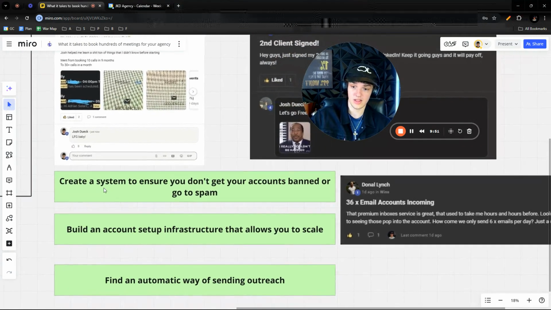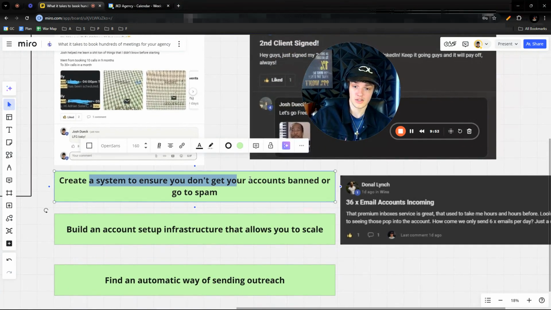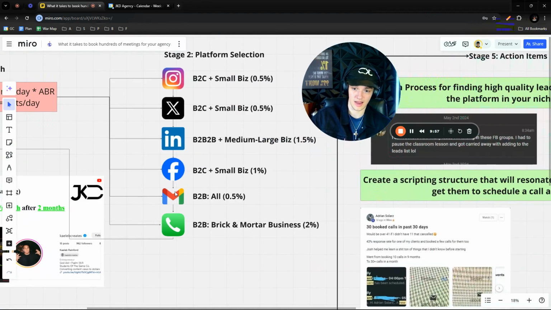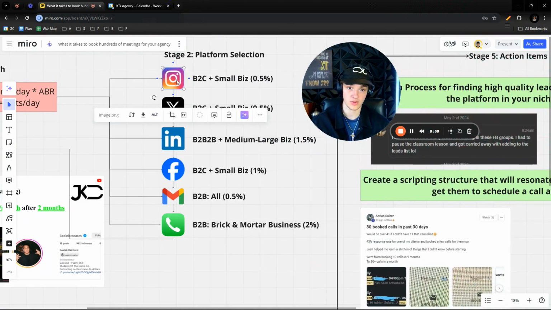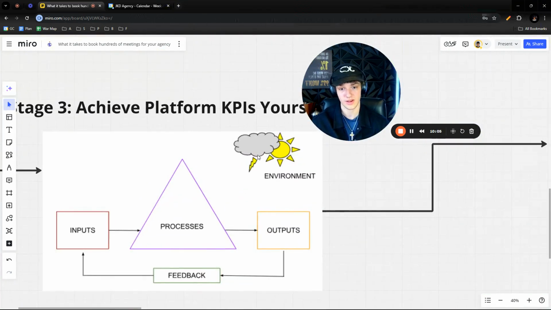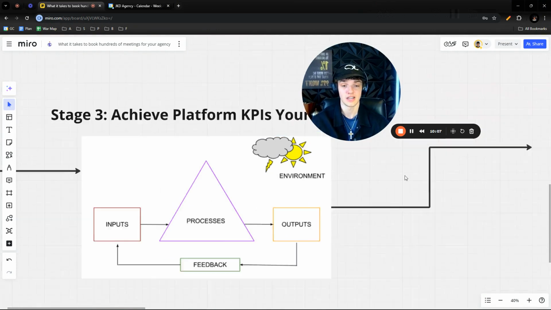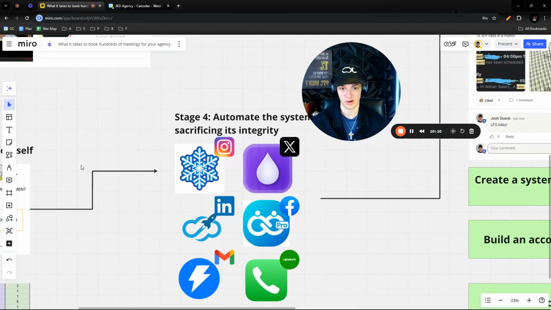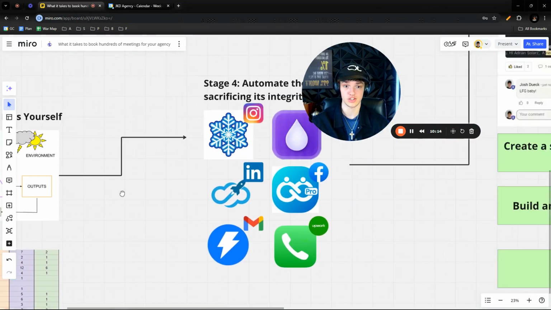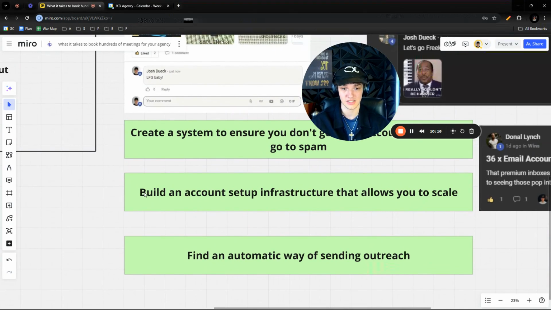The next thing is you need to create a system to make sure that your accounts don't get banned or go to spam. The biggest issue that I see a lot of the time with people doing cold email, cold Instagram, or cold Facebook outreach is their accounts start getting banned and then their entire system just breaks. Because the environment that they're operating in becomes ruined due to their accounts going to spam. They're not even getting their message to the people that need to see it. They're not getting the attention that they need.